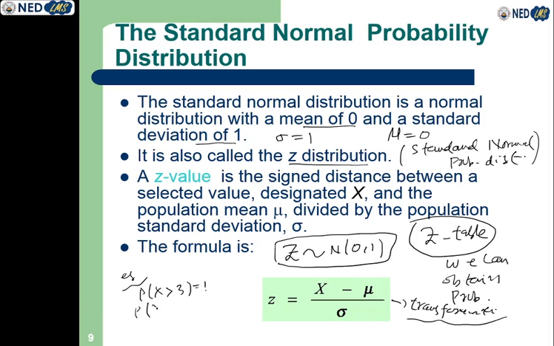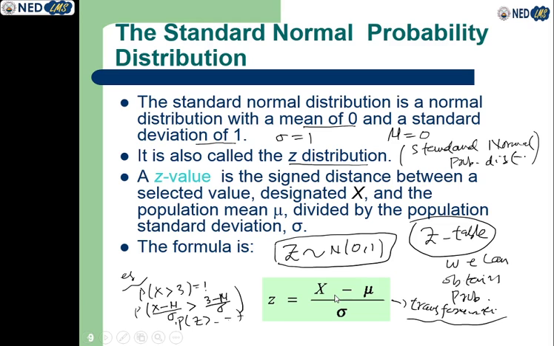How can we convert? Subtracting mu from x, x minus mu, and dividing by sigma. See this transformation. On the right hand side of the greater than sign we also get 3 minus mu upon sigma. So x minus mu upon sigma greater than 3 minus mu upon sigma. This automatically becomes z greater than something. So this is what we call the standard normal probability distribution z. X minus mu upon sigma is the transformation by which we convert x to z.